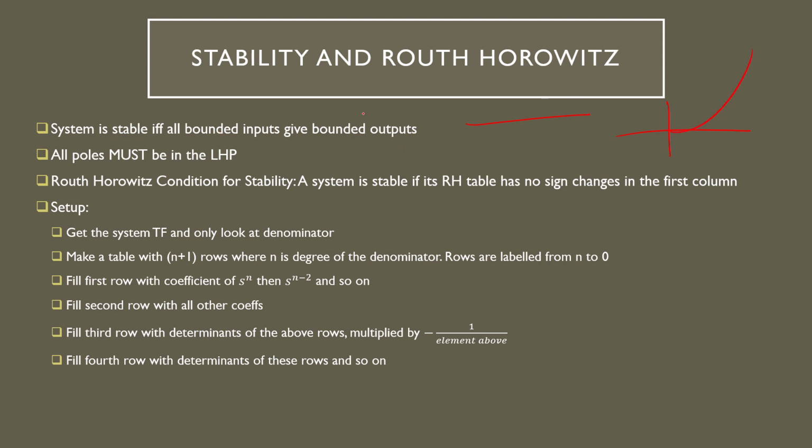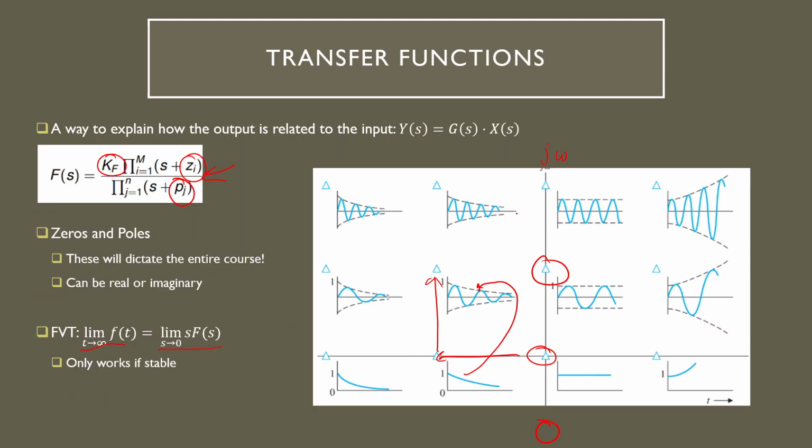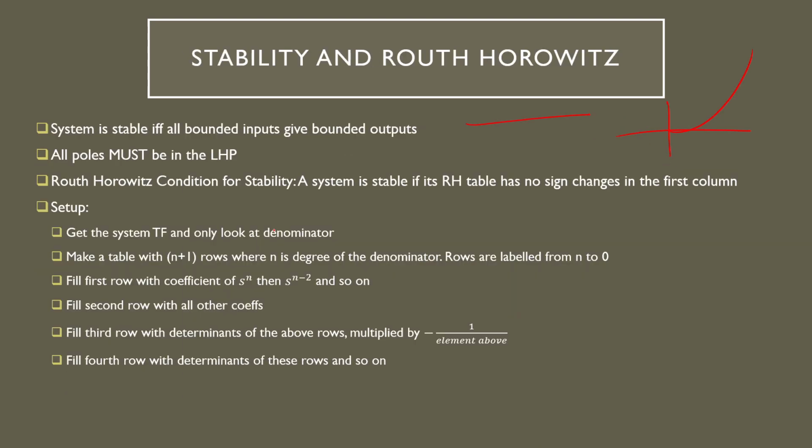The condition for stability is that all poles must be in the left half plane. So as I mentioned over here, this is the LHP, this is the left half plane, and if all your poles are in the left half plane, that's what you want. The poles are usually marked as X's, and you want them to be in the left half plane. If you have poles on the j omega axis, it turns into marginal stability, and we don't count that as stable in this course. So if you have it on the axis, it doesn't count.